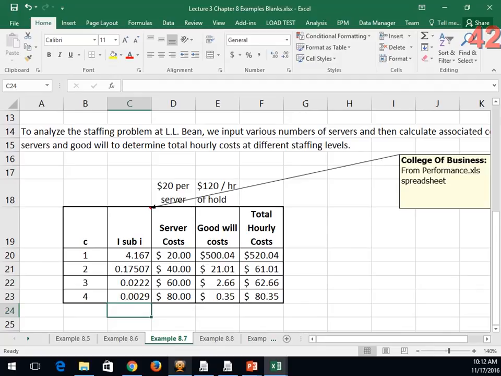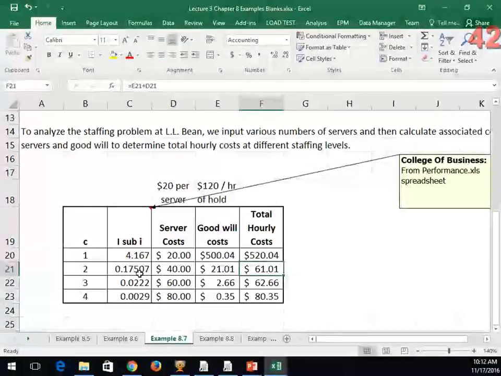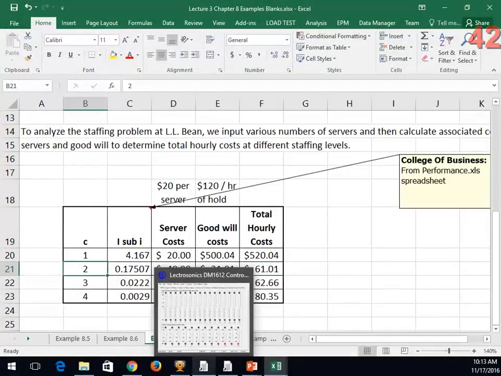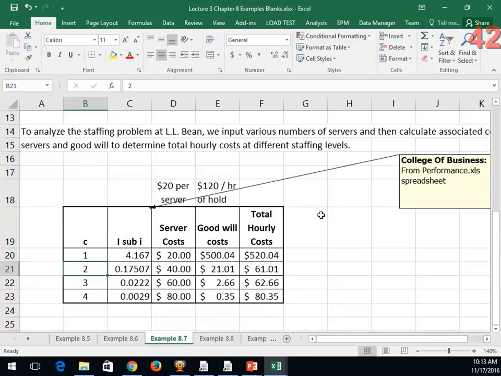And so for my servers, it's 4 times 20 plus $120 an hour times the 0.0029 people that are actually waiting, and so my hourly cost is 80.35. So we'd come back to that and say, clearly here at 2 servers, that's the most cost effective for where we're at. Okay?